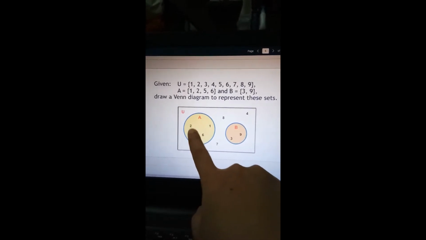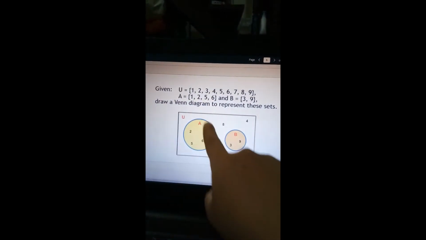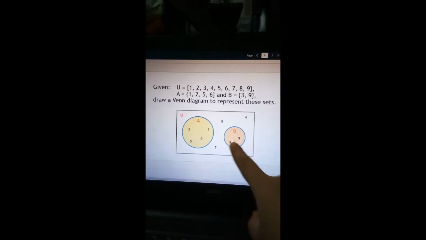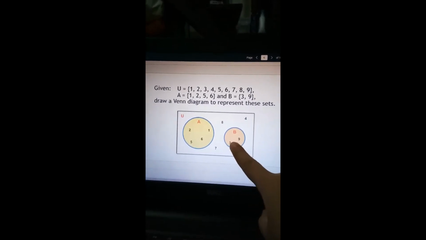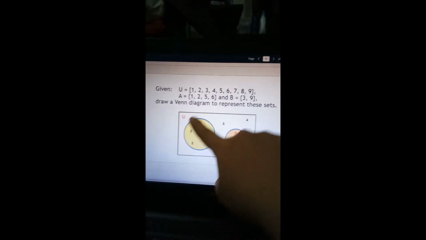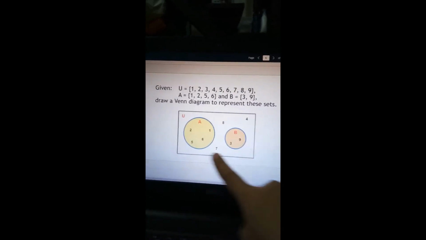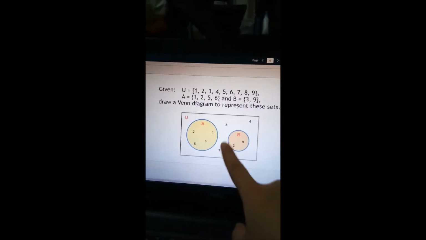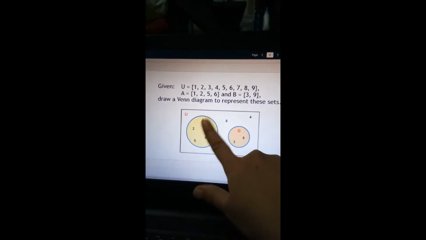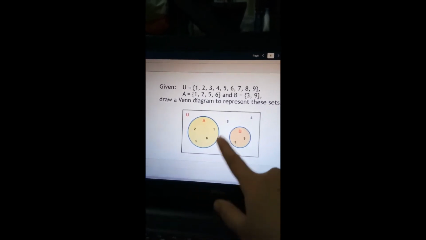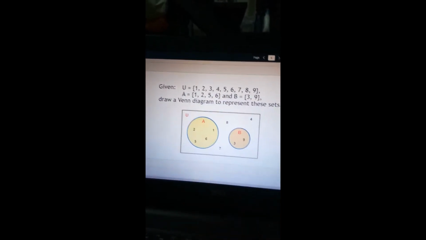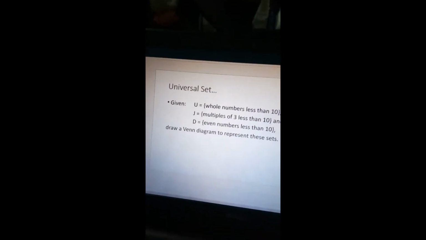Alright? So as you can see here, 1, 2, 5, 6 belong to set A, whereas 3 and 9 belong to set B. Okay? Now, you check your whole universal set. The whole plane is your whole universal set. What are the elements that are missing, which do not belong to set A and set B? They will be placed outside, anywhere outside your rectangle. Alright? Next.